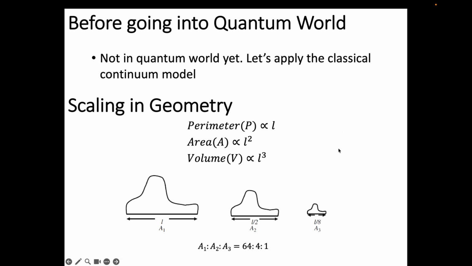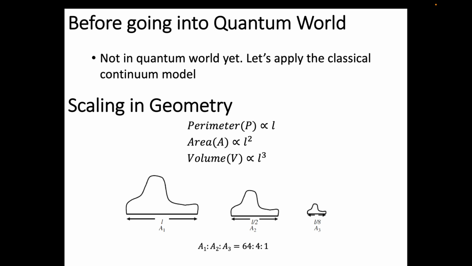I just want to emphasize again: we are not in the quantum world yet. We are still dealing with classical continuum mechanics. Let's start with perimeter, area, and volume. Perimeter, as we scale up and down, changes linearly. Area is related to L squared, the length squared, and volume is L cubed, the length cubed. This one we already know; it is a very simple example.